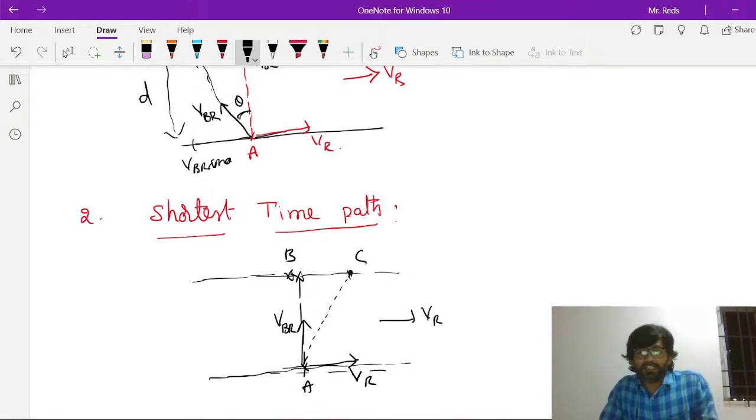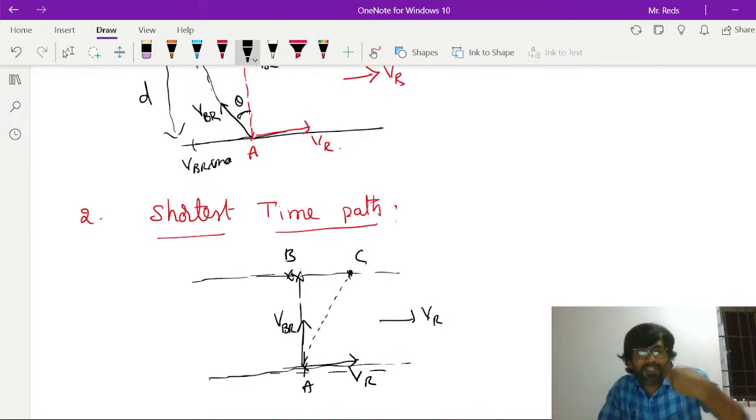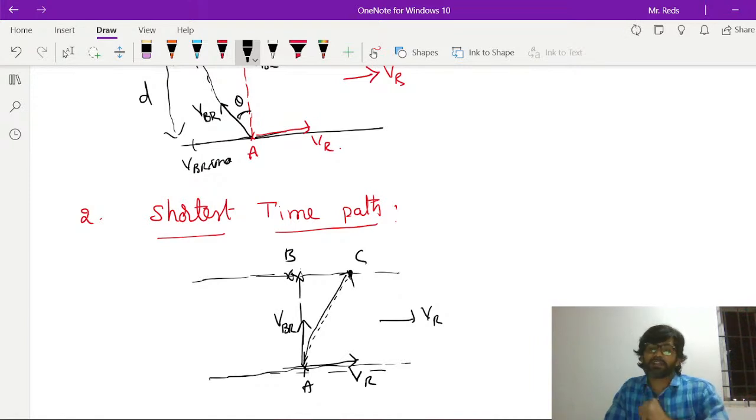But here the boat is moving with some velocity and the river is also dragging it, so it quickly reaches the other bank of the river. That's why this path is called the shortest time path. To cross the river in the shortest time path, the boat has to start its journey perpendicular to the river flow.